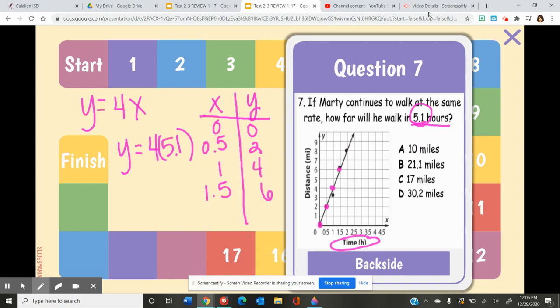So if you notice here in my answer choices, I don't have 20.4. Again, remember we guesstimated our points, so we want to pick the number that is closest to that point, which means B is my answer. 21.1 miles.